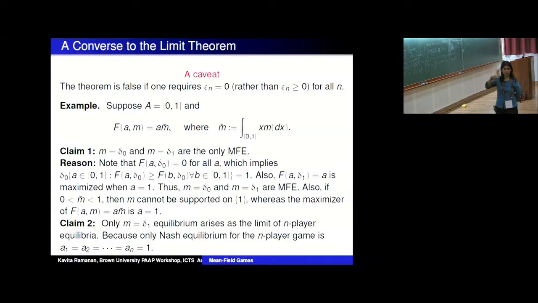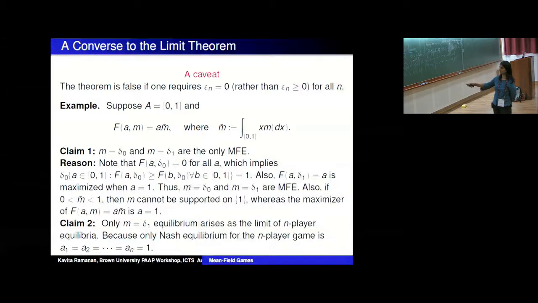So you're seeing how you can check with this recursive definition, you can still analyze it. Also f(a, delta 1), if it's all 1, then you can also see that is just a, and that's maximized when a is 1. Okay, that's clear. Here, obviously a is maximized on [0,1] when a is 1. So it's a trivial example. So both of these are MFE, and you can show that if this m bar is anything less than 1, then m cannot be supported on 1. So there are no other MFE. It's a simple argument. So delta 0 and delta 1 are the only MFE.